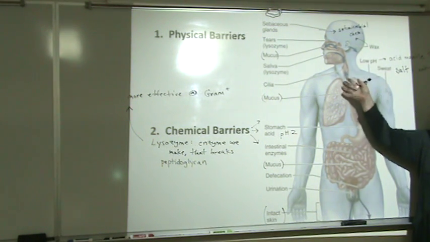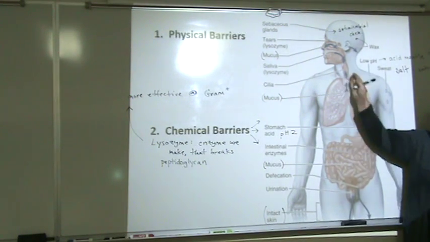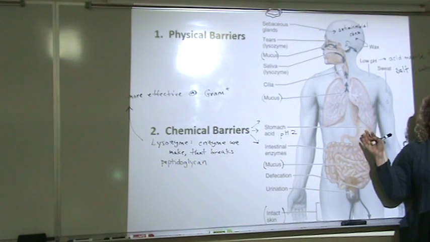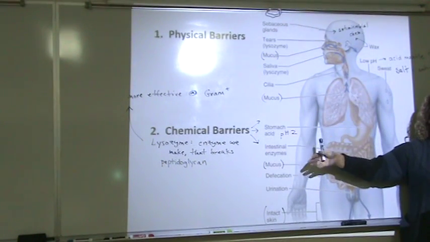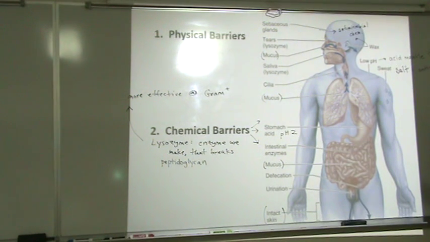Vomiting I need to talk about in a minute too. Vomiting is a protective mechanism, but not as a way to kill microbes. It's just a way to get rid of microbes. That would be a flushing mechanism.